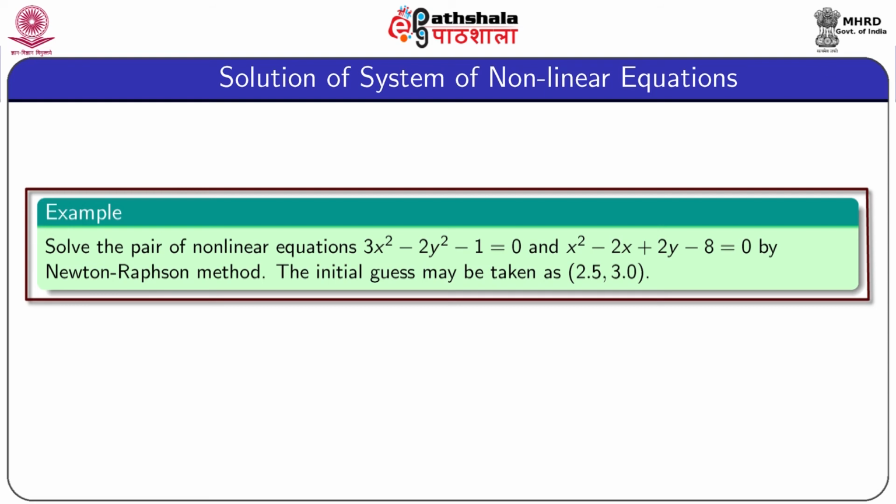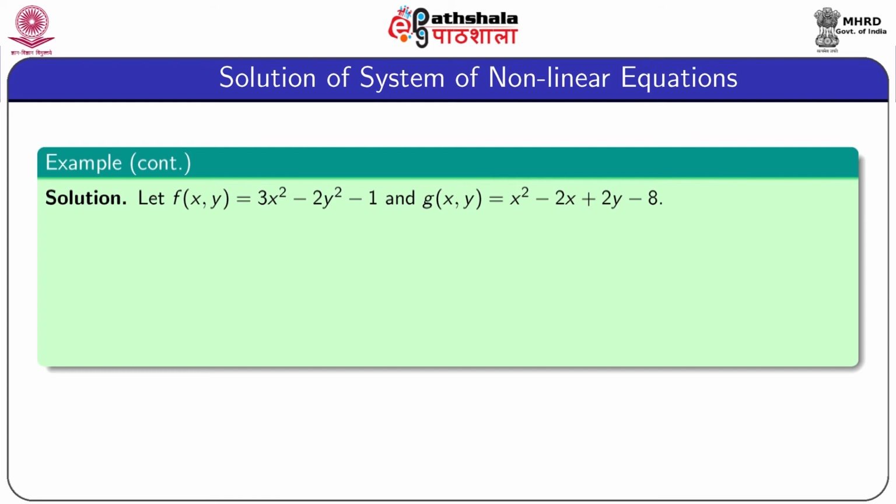Now, we consider one example to illustrate the Newton-Raphson method to solve a pair of nonlinear equations. The equations are 3x² − 2y² − 1 = 0. The second equation is x² − 2x + 2y − 8 = 0, and the initial guess is taken as x0 = 2.5, y0 = 3.0.